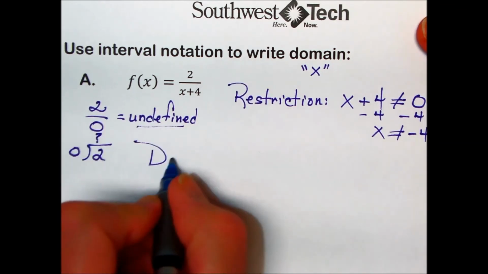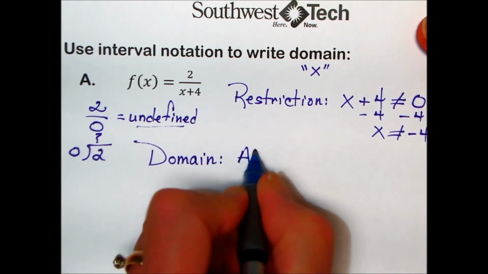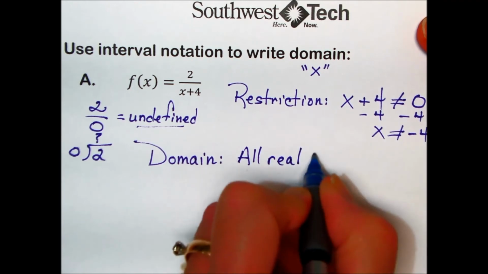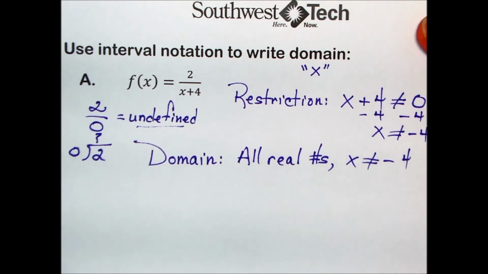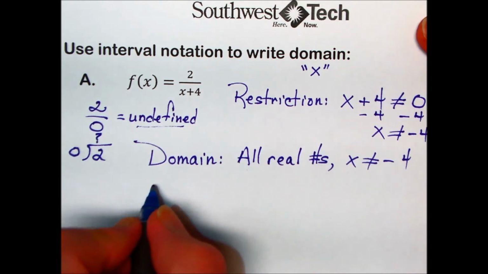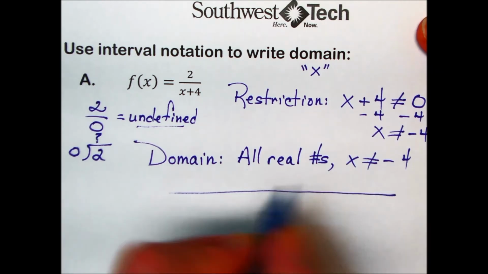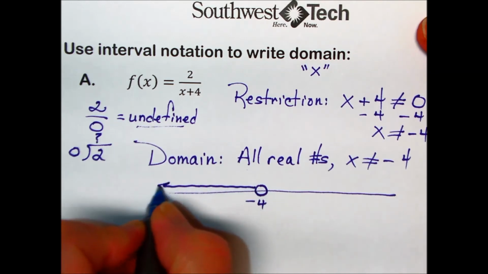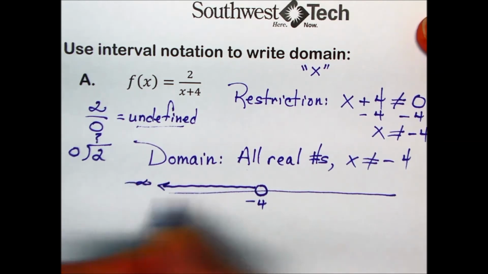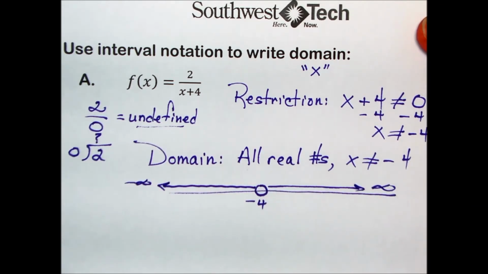So, for the domain, every number under the sun is great. It can be all real numbers, with the exception that x cannot be -4. Now they want us to write this in interval notation. Let's look graphically at what the domain looks like. Here's our number line. It's everything but -4. So here's -4. It can be all the values smaller than -4 headed towards -infinity, and it can be all of the values greater than -4 headed to +infinity.